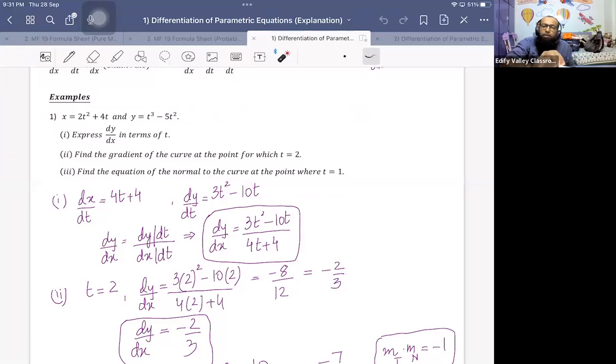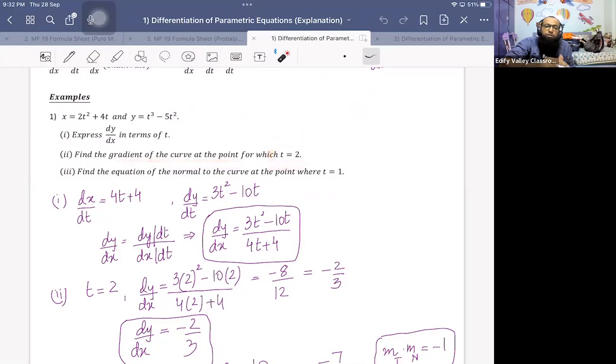And if we have to find the value of the gradient, we have to substitute the value of the parameter. So this was part number 1. In part number 2, we are told to find the gradient of the curve at the point for which t is 2. Now, if we have been given the value of t, we can find the gradient directly.